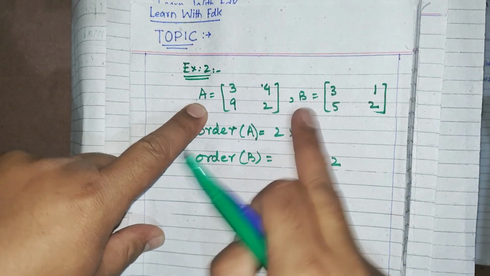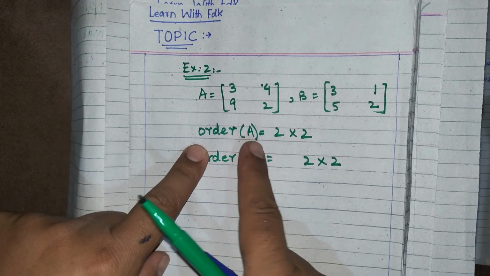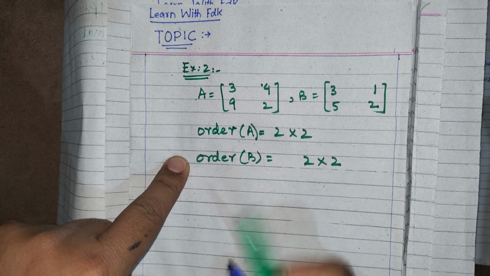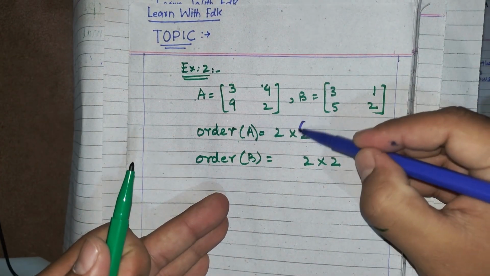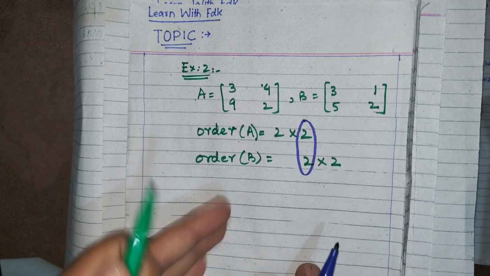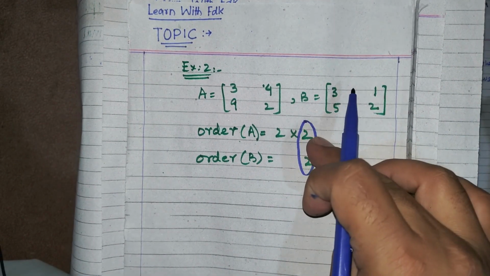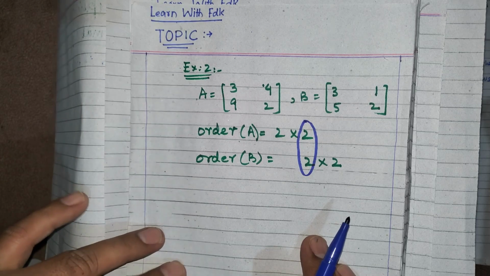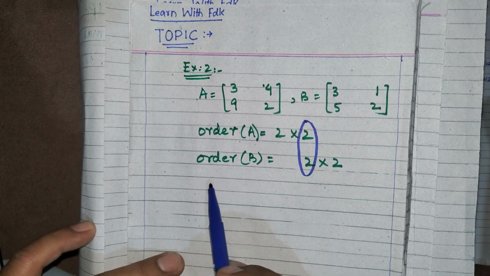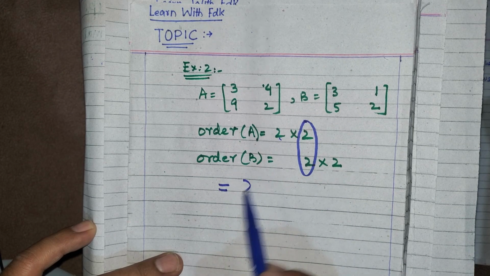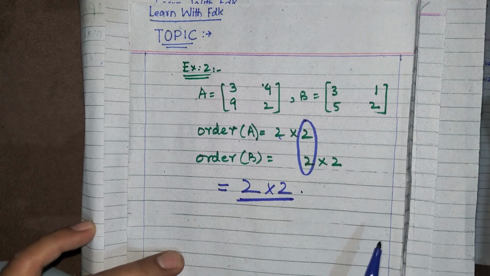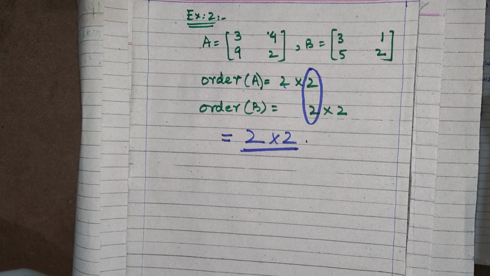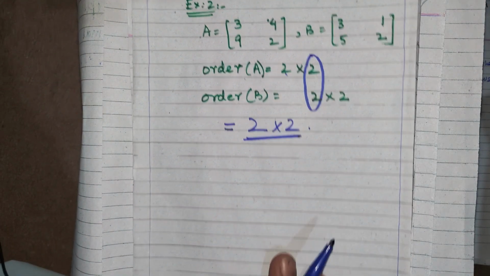A is equal to 3, 4, 9, 2, B is equal to 3, 1, 5, 2. Again, the same process is followed. Order of A is equal to 2 by 2. Order of B is equal to 2 by 2. Similarly, we have written as in the previous example. So 2 and 2 are the same. Number of columns of the first matrix is equal to number of rows of the second matrix. So we can multiply these two matrices, and the order of the resultant will be 2 by 2. If the resultant is not of this order, then there is a mistake in your question. Now we are going to multiply these two matrices.